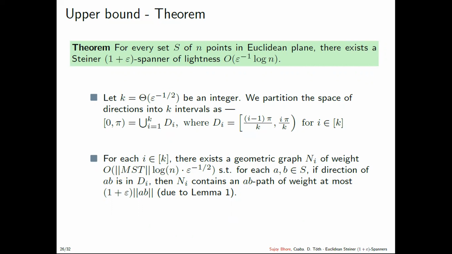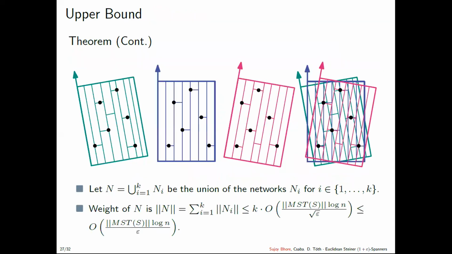So for each i, there exists a geometric graph Ni. So we know this from our main lemma, that the weight of this is the weight of the MST times log n times epsilon to the power minus 1 by 2, such that for every AB pair, if the direction of AB is in Di, then Ni contains an AB path of weight at most 1 plus epsilon times the length of AB. All right, so this is how the directional spanner looked like.